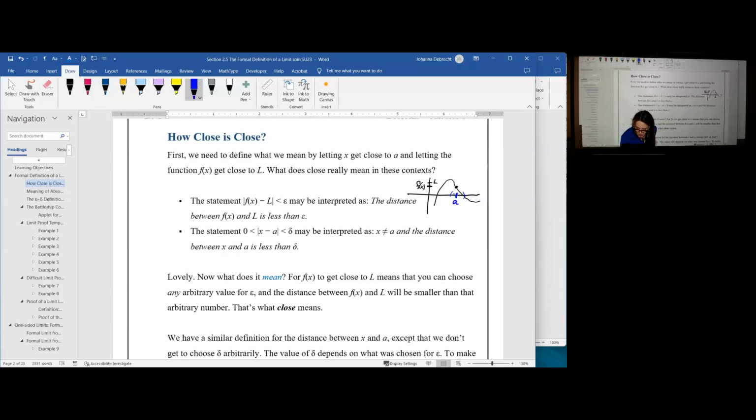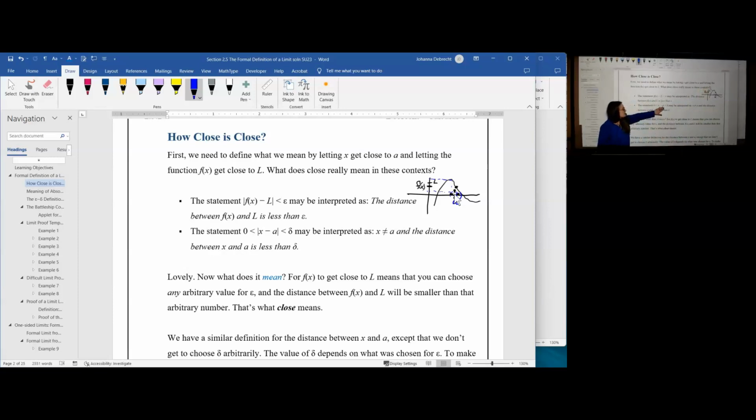If I come up, I'm going to make this one a little tighter. This would be this value here, and this end of the interval would be this value here. So in order for my function value to be close enough to L, I would have to set epsilon to be half of this distance right here. Otherwise, it's not close enough.